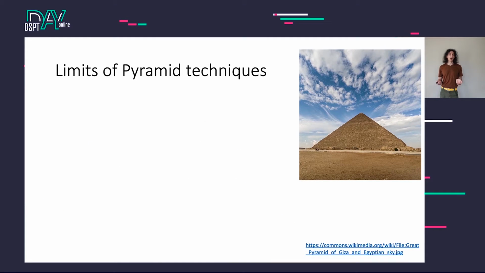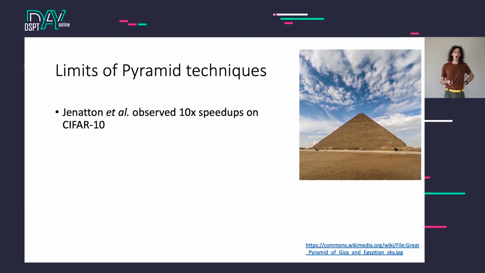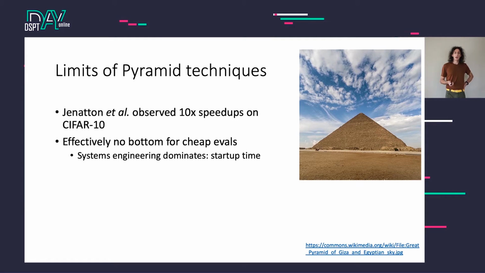So pyramid techniques have limitations, of course. We found that we got a 10x speed up on CIFAR the first time we tried this compared to standard Bayes opt. And it's interesting to note there really is effectively no bottom for these cheap evaluations, right? You can do a very small number of records for a very short amount of training and learn something interesting and meaningful. But what happens is you run into the limits of systems engineering, right? The startup time becomes everything.